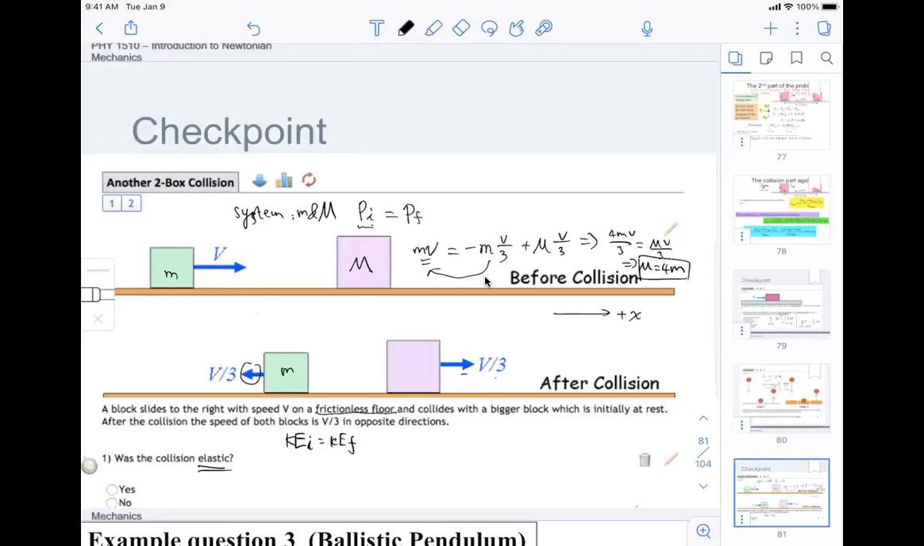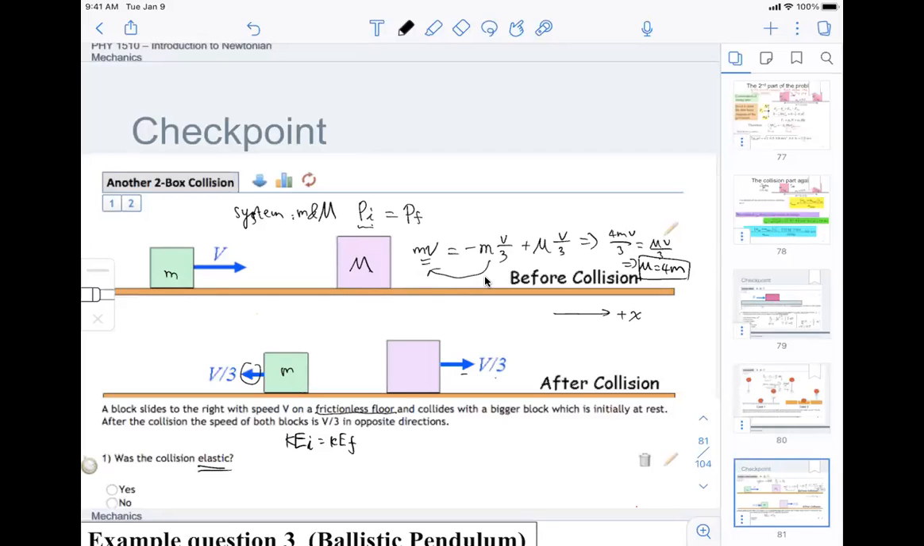All right, before I do this, I got a question in the chat. So let's look at this together. Confused on this: how would the movement of the right block after the collision be v over 3, less than the velocity before collision, if it was stationary before the collision?